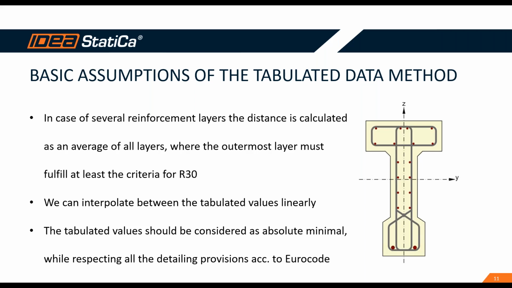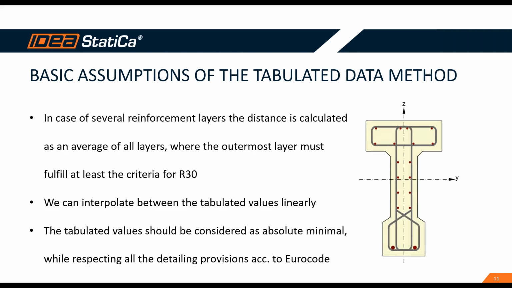In case that you have several reinforcement layers input into the cross-section, this axial distance is calculated as an average of all layers, where the outermost layer must fulfill the criteria for at least R30. What this R30 means, we will discuss a little bit later. It basically means that the cross-section can stand 30 minutes of the fire, and still it maintains its load-bearing capacity.